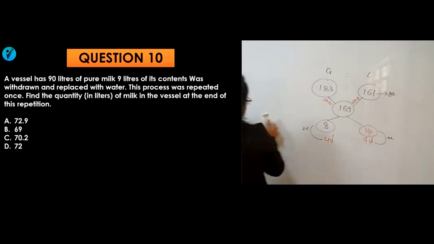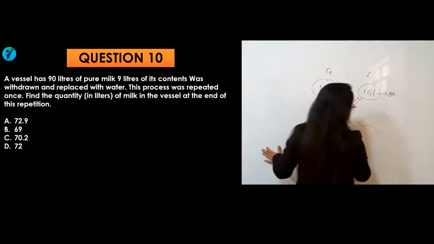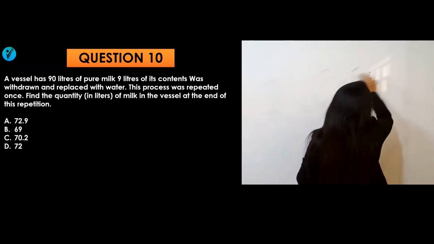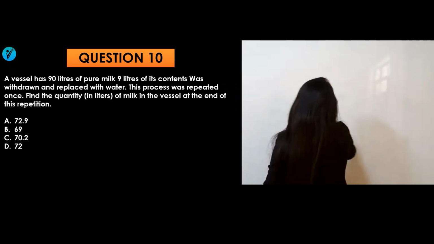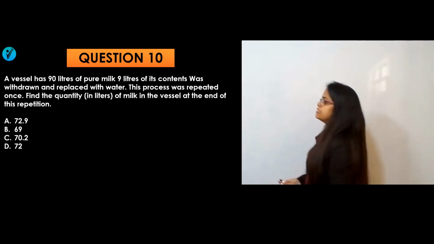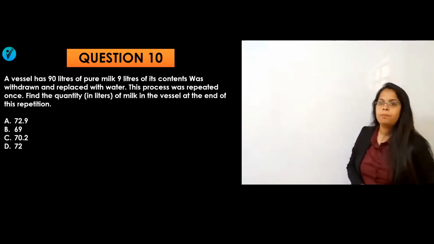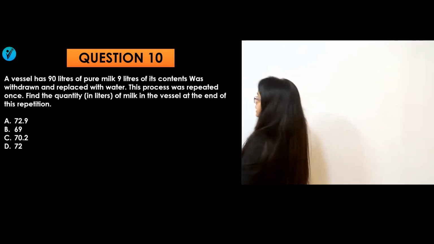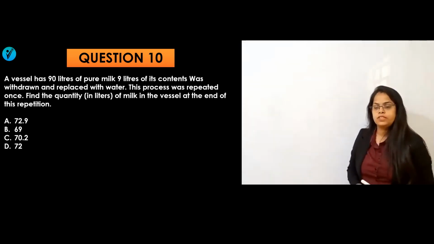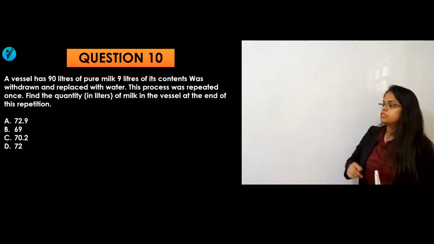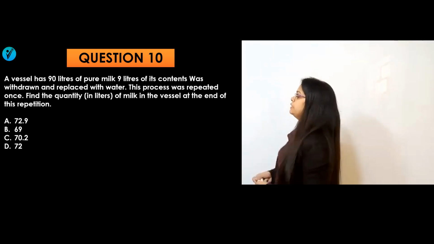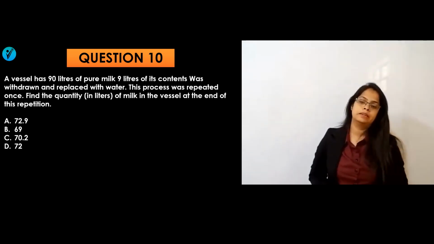Question number 10 is here. Let's see what they are saying here. A vessel has 90 liters of pure milk. 9 liters of its content was withdrawn and replaced with water. This process was repeated once. Find the quantity of milk in the vessel at the end of this repetition.